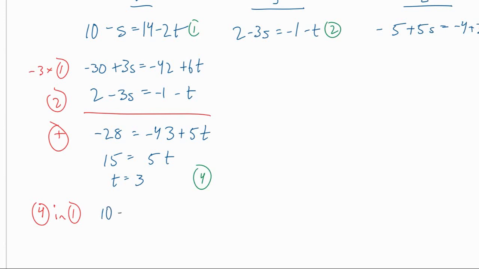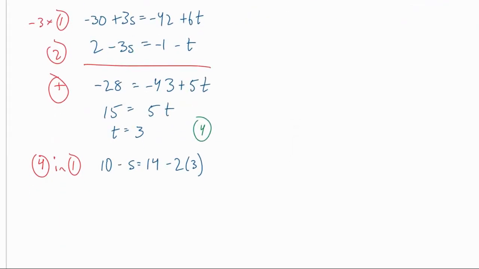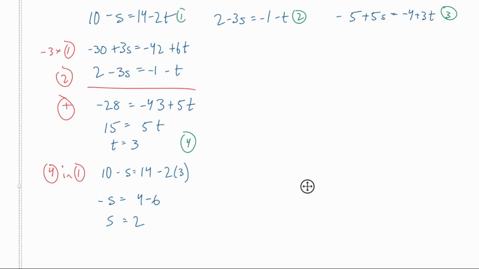And so I get 10 minus s equals 14 minus 2 times 3. So I get negative s equals, that looks like 14 minus 10 is 4, so 4 minus 6, which is negative 2, so s is positive 2. Okay. So I got s is 2, t is 3. Nice answer. Sometimes we get fractions and stuff, so that worked out nicely. Whole numbers, a little bit easier to work with.